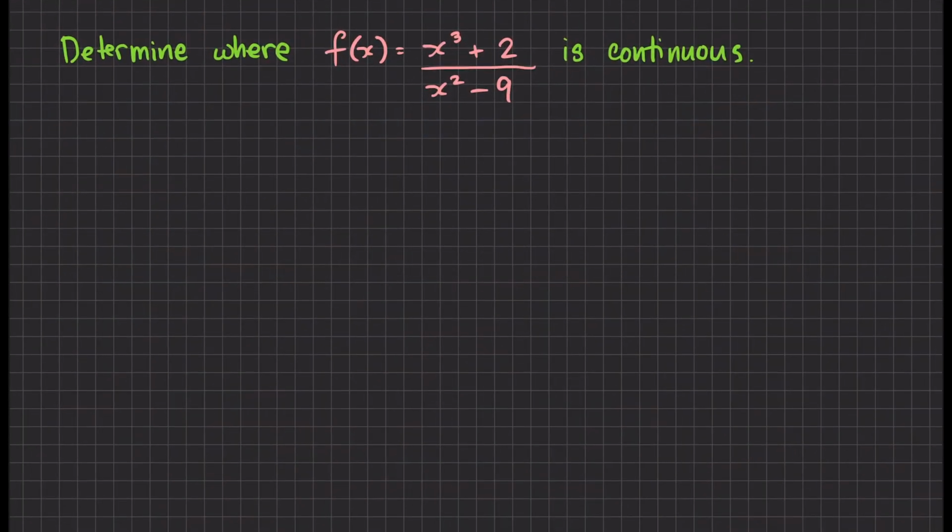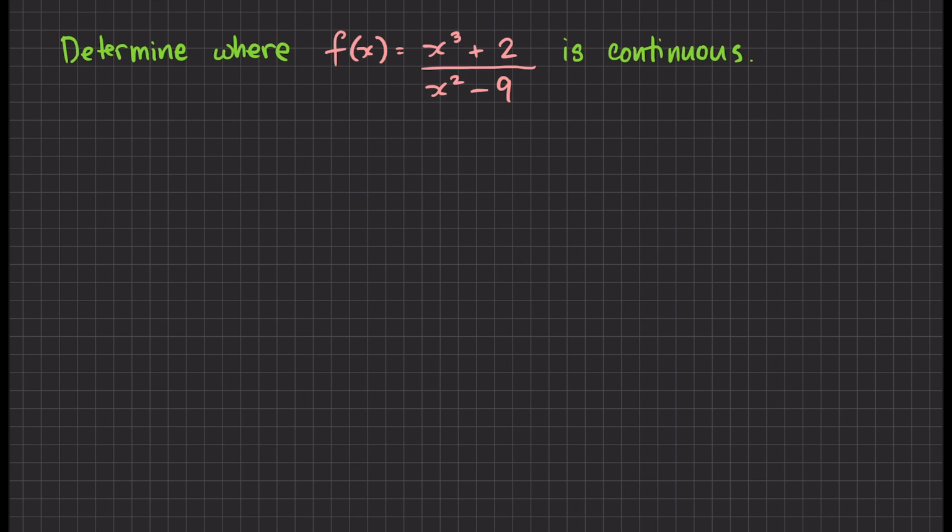So, for an example, we want to determine where f of x equals x cubed plus 2 all over x squared minus 9 is continuous. We take note that the numerator, x cubed plus 2, is a polynomial. So, this is continuous everywhere. And the denominator is also a polynomial. So, it's also continuous everywhere.